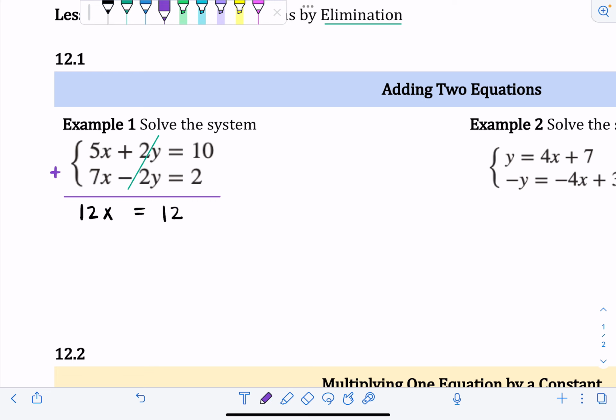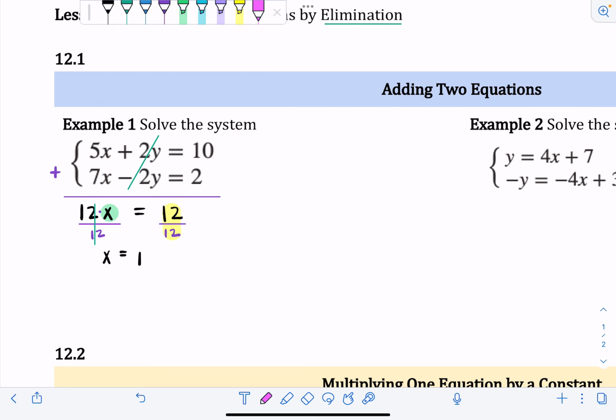This is 12 times x, and I want to get x by itself. In order to do that, I have to undo multiplying by 12, so I'm going to divide by 12 right here. And I have to do the other side of the equal sign also. 12 divided by 12 is 1, so that cancels out, and I'm left with x equals 12 divided by 12. Remember, on the side that does not have the variable, we wouldn't cross it off. 12 divided by 12 is 1, so we end up with x equals 1.